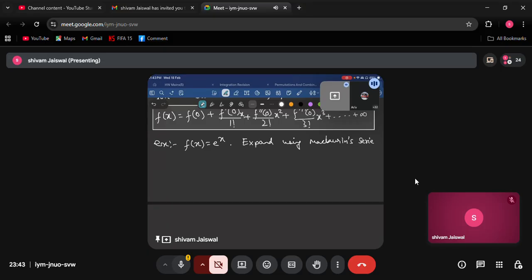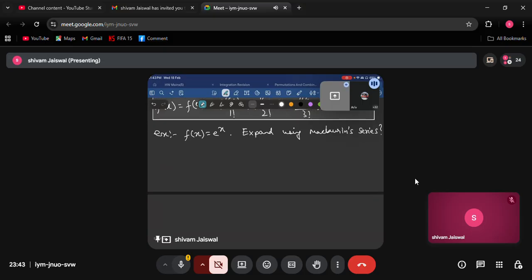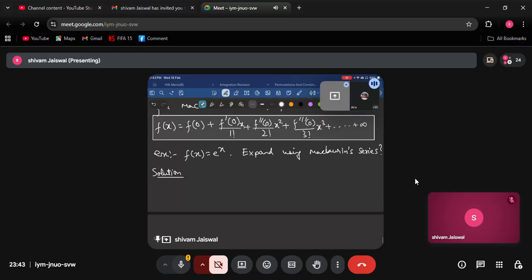Taylor and Maclaurin series, you'll learn in engineering also, more deeply. Currently, whatever is required, I'm discussing. So everyone pay attention. What do we require? We require f of 0, f dash 0, f double dash 0, and so on. So what is f of x? f of x is equal to e to the power x. What is f dash x? e to the power x only. You people know, right? f dash x is equal to e to the power x.